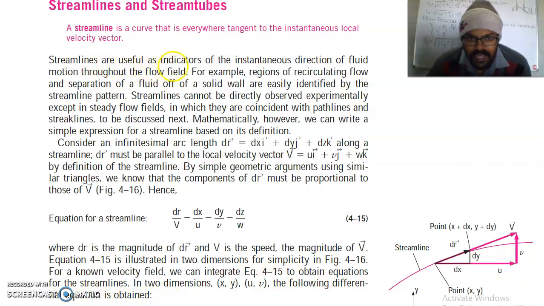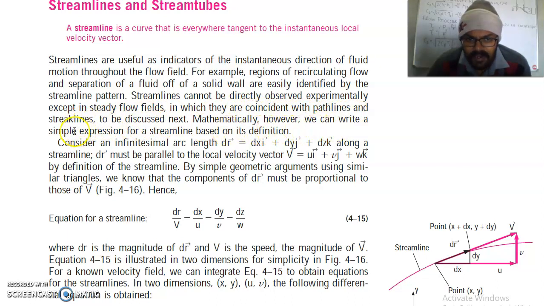Streamlines are useful as indicators of the instantaneous direction of fluid motion throughout the flow field. For example, regions of recirculating flow and separation of a fluid from a solid wall are easily identified by streamline pattern. Streamlines cannot be directly observed experimentally except in steady flow fields, in which they are coincident with pathlines and streaklines, to be discussed next.